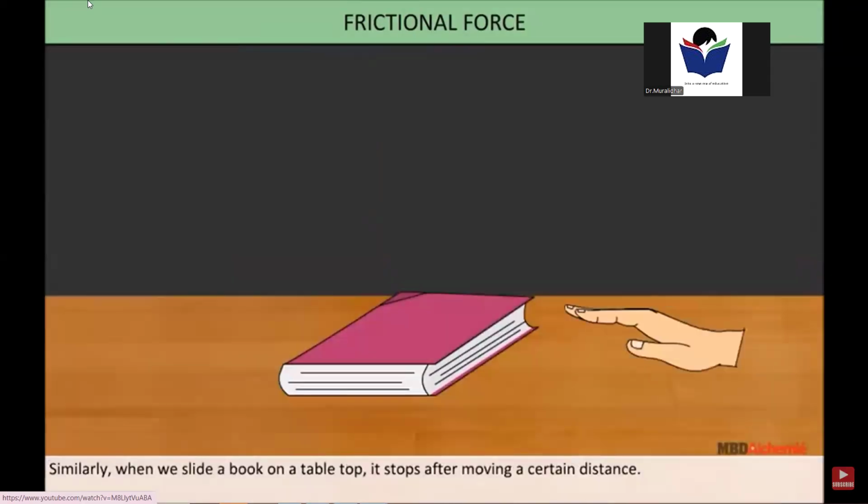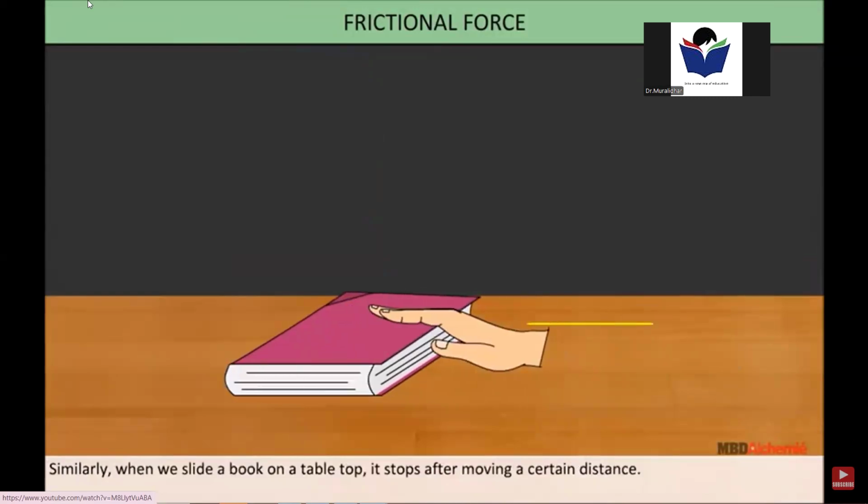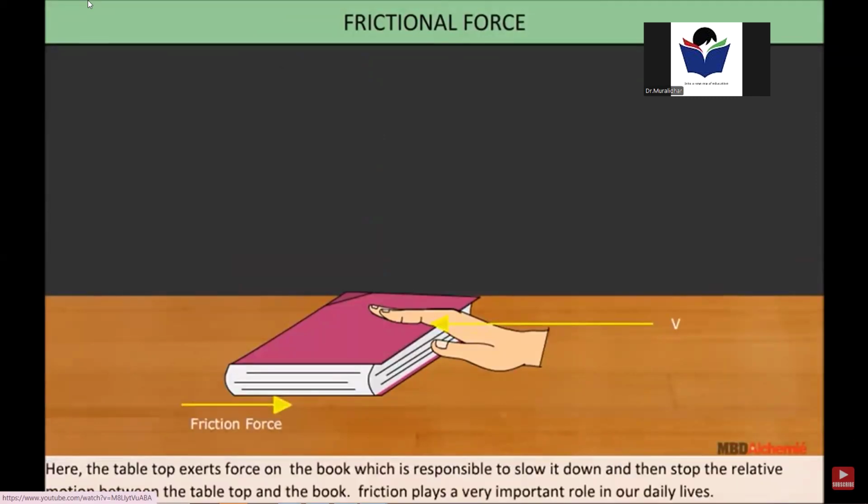Similarly, when we slide a book on a tabletop, it stops after moving a certain distance. Here, the tabletop exerts force on the book, which is responsible to slow it down and then stop the relative motion between the tabletop and the book.